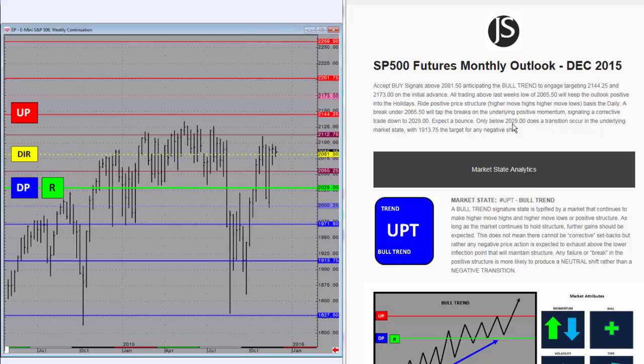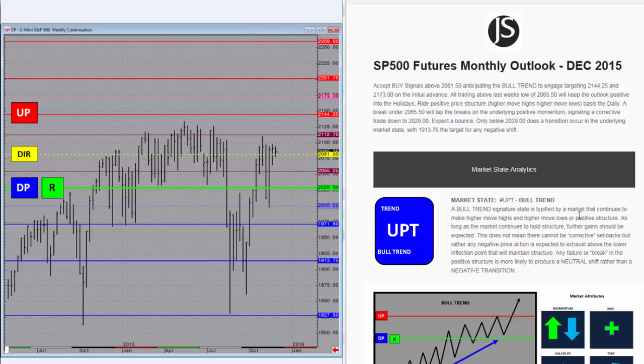Only below 2029 does the transition occur in the underlying market state, with 1913.75 target on any negative shift. So if we get a failure from 2029, we're anticipating a corrective move which can bring the market down to 1913.75. So that's the general outlook, and now I'm going to get into the details of why that's so.